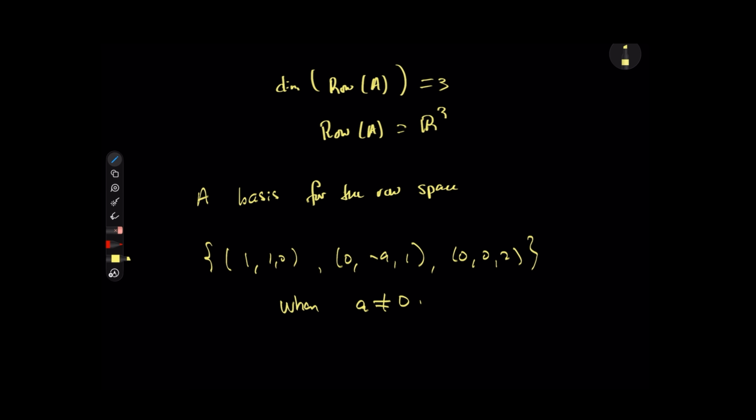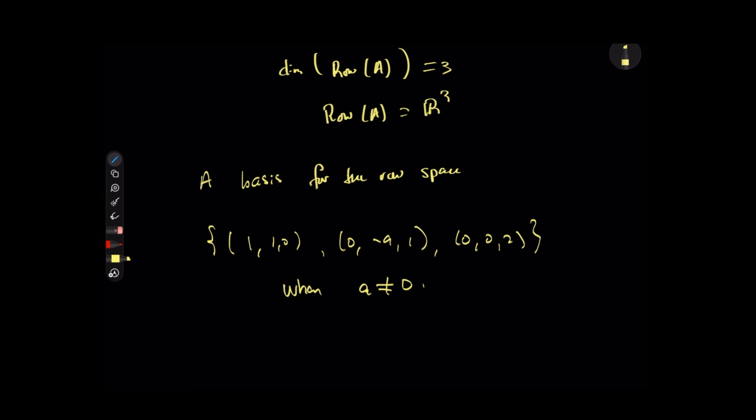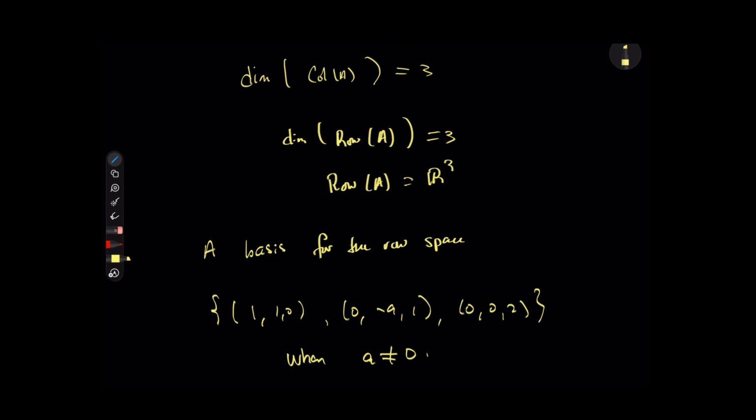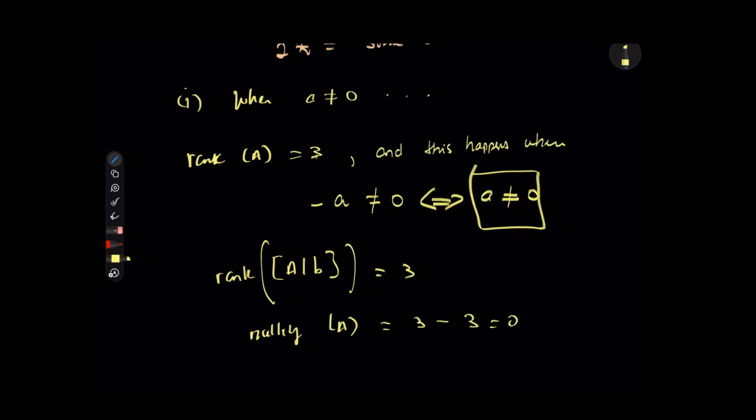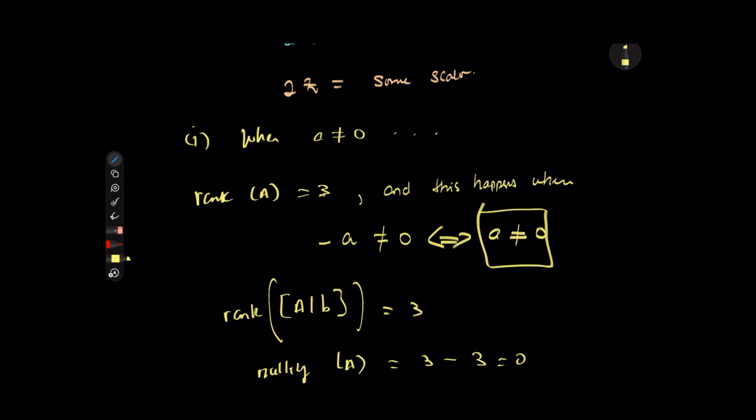Okay, so these are what the column space and the row space are. What did I forget? But of course, the answer that you're actually looking for stops all the way here. Okay, when A is not equal to 0.